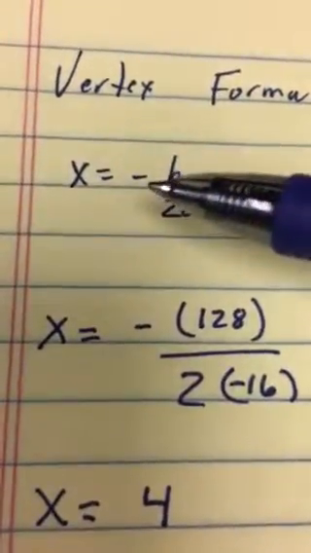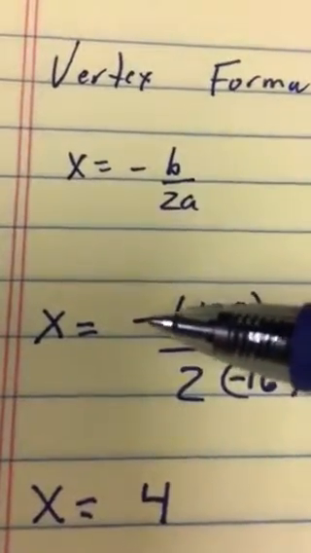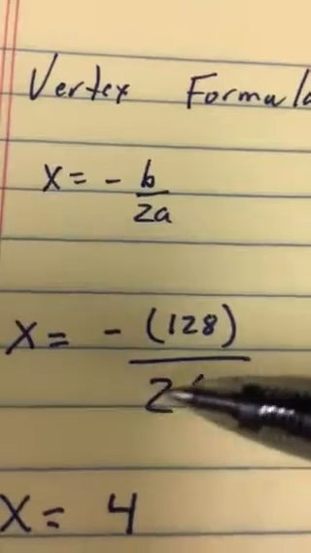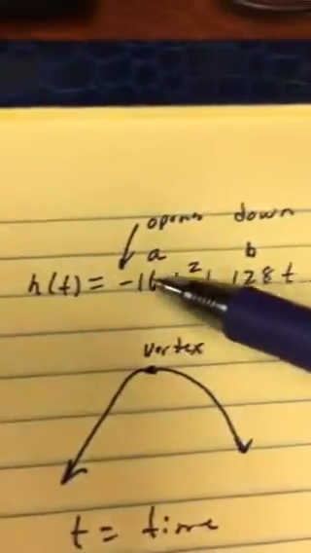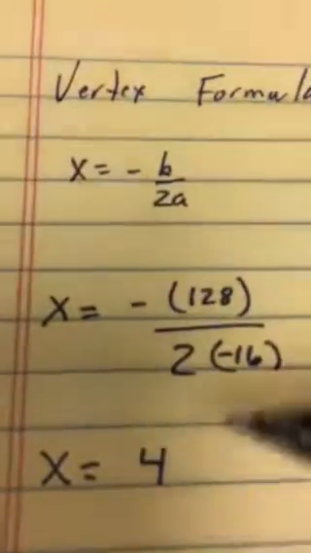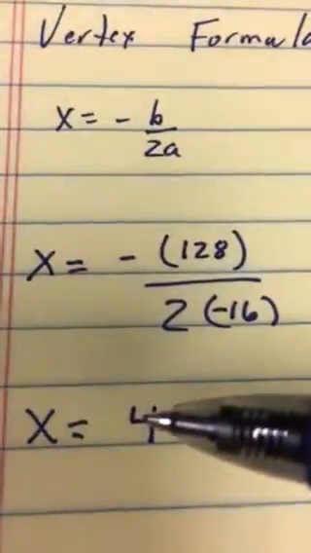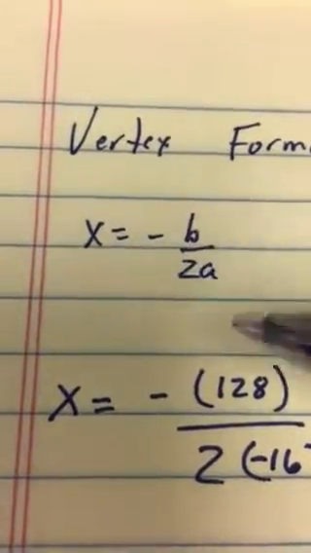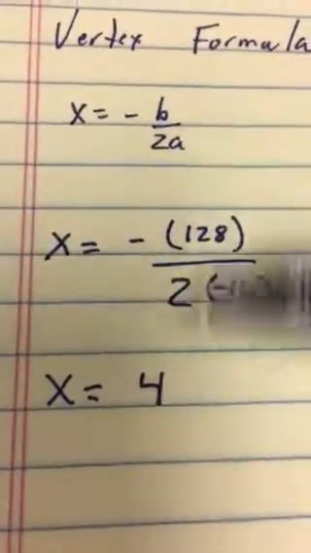So notice the original formula has a negative sign, so do not forget that negative sign. So it says negative b all over 2 times a. Well, a is negative 16 and b is 128. If you take this and type it into your calculator, you'll come up with a value of 4. Now, my original formula has x equals negative b over 2a, so I just carried that through.